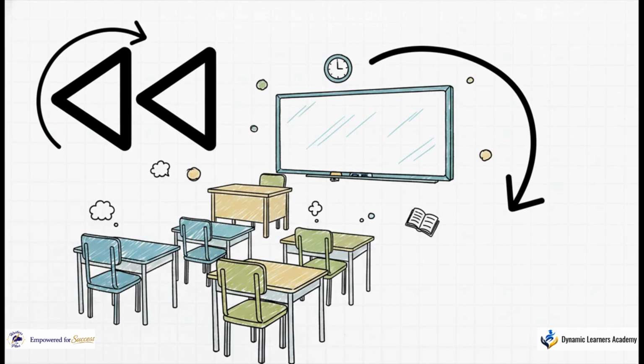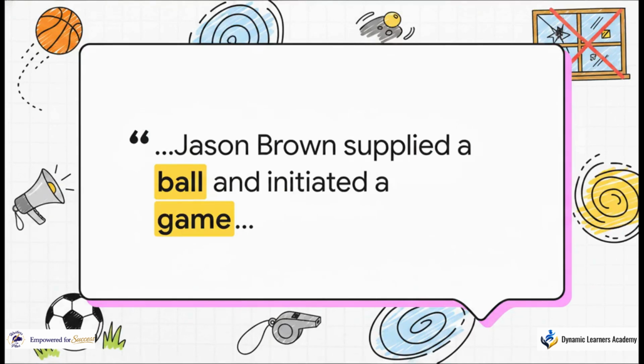Moving on to our paragraph 2 checklist. This is where we set the scene and explain what happened right before the incident. We're answering the big question: what actually caused this whole thing to happen? Let's look at our before example. Jason Brown supplied a ball and initiated a game. The class prefect, Sophia Ali, reminded the students that they should not play ball games inside. However, the students did not follow her instructions. See how that sets everything up? They unfortunately ignored Sophia's very good warning.